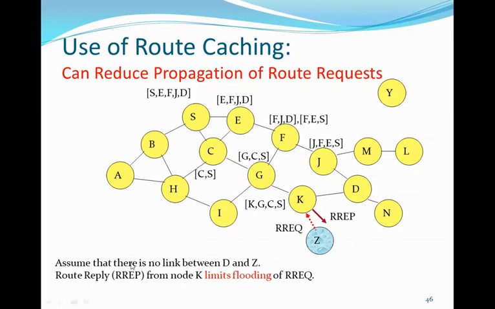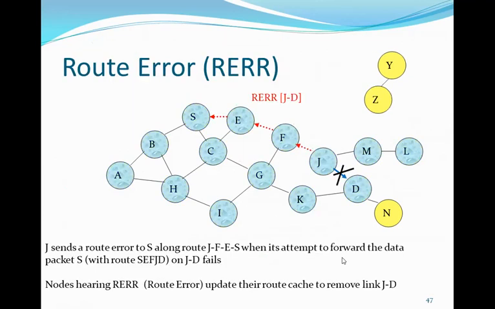Now you can assume that there is no link between D and Z over here. Therefore, the route reply from node K limits flooding here as well. If, for example, node K went for flooding, then all these surrounding nodes will receive this route request, and then onward they will forward it to their own neighbors, and then onward to the other neighbors as well. And then the destination node, like the previous example, while receiving the route request from node G, will prepare the route reply and send it back. So this is a very lengthy process. Therefore, the intermediate node, which is K in this situation, plays a very intelligent role and provides information from its own cache.